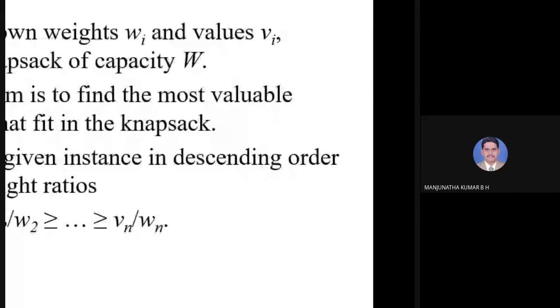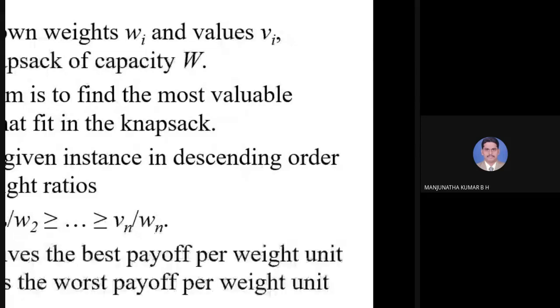If V1 is the profit or value of the first item and W1 is the weight of the first item, calculate the ratio. Again for the second item also calculate the ratio, and so on for the nth item. Arrange all the items in descending order of their value to weight ratio, so that in the list I get the item whose value to weight ratio is maximum as the first item.